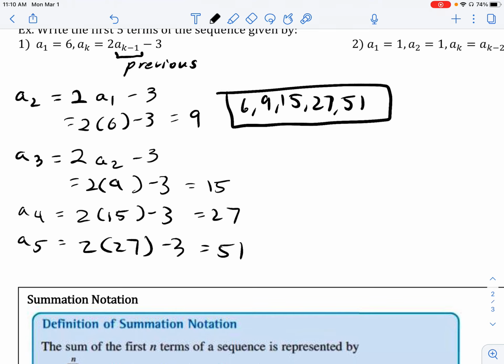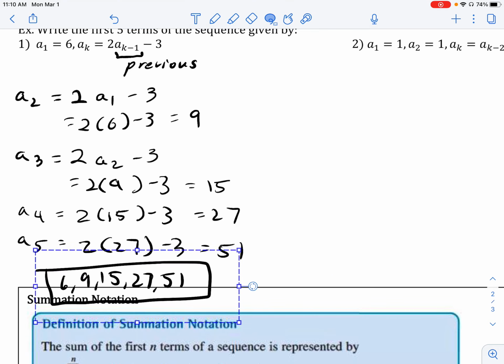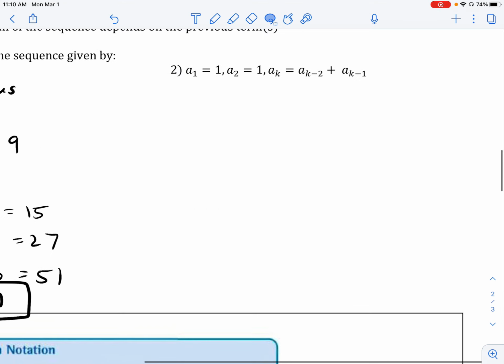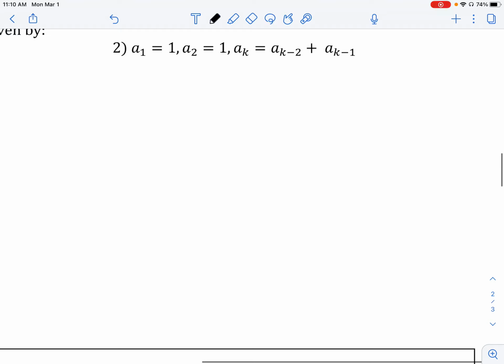Okay. Now I'm going to move that here so we can try number 2. Go ahead and try number 2 now. What would this sequence be? Well, let's go ahead and talk this one out. We know that the first term of our sequence is 1. But the next term of our sequence is also 1, which is kind of strange. And we're told that our a sub k rule is, again, our previous term plus that term's previous term. So in other words, it's the sum of the 2 previous terms.